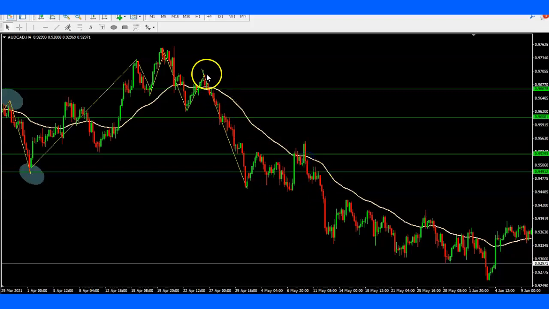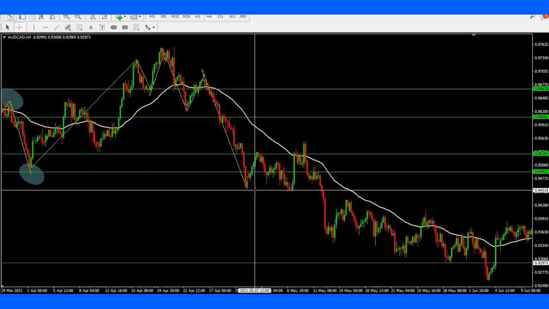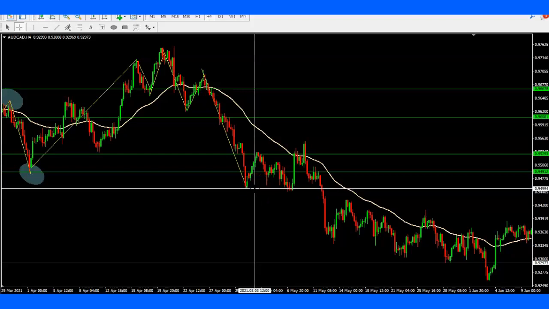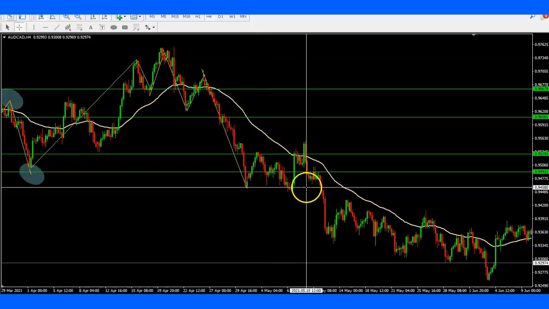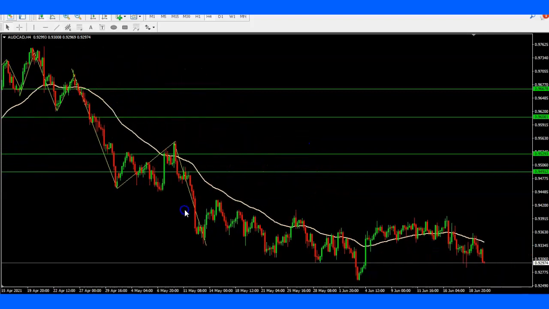Okay, so now we're right here, and this doesn't break. Let me see. It's got to be a convincing breakdown, so it barely did it right there. So we're not going to count it. So we're going to count this whole thing as a correction. But this move did break this low right here. Okay. So boom. Let's keep going.